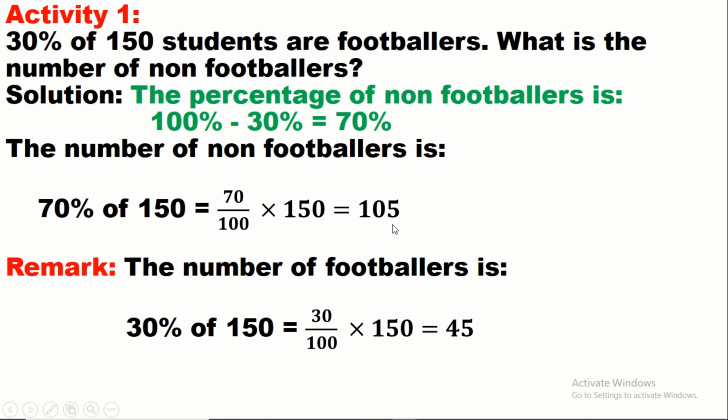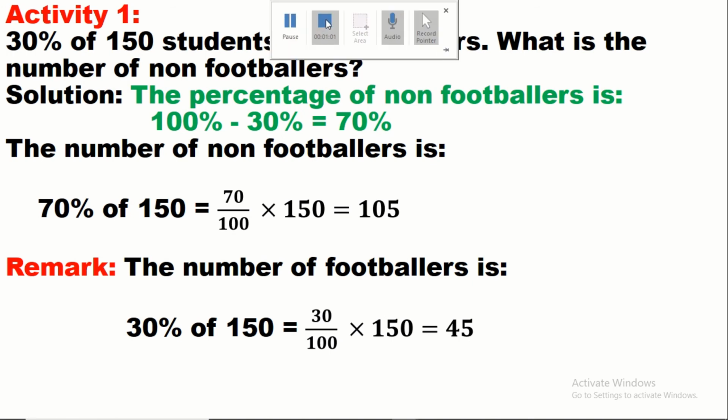Here's something which is very important. We can deduce the number of footballers by two methods. We can either say they are 30% of 150 students, means 30 over 100 times 150 to get 45. Or we can say the number of footballers is 150, the total number, minus 105, which is the number of non-footballers, to get 45.